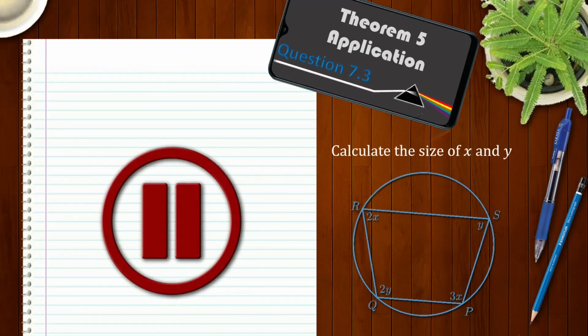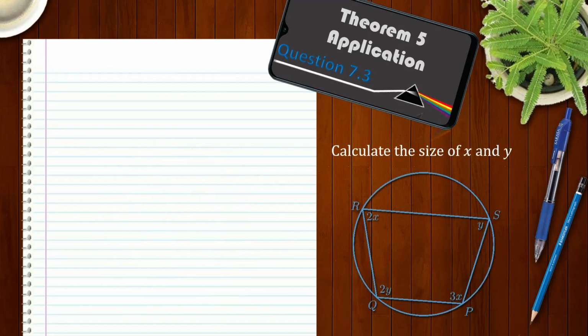Okay, calculate the value or the size of x and y. So now we have 2x over here and 3x over here, but we basically just go ahead and use the relationships that we know. We know that this angle, whatever it is, must add up with this one to give us 180. So I'm going to say that 2x plus 3x is equal to 180, and my reason is opposite angles of a cyclic quad.